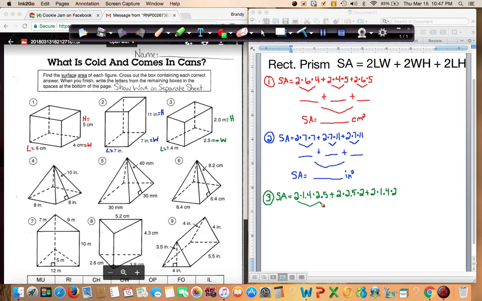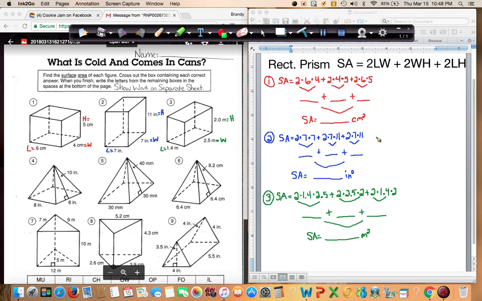You take these 3 numbers, multiply them together. Then you take these 3 numbers and multiply those together. And then you take the last batch, multiply those, and then you add up your 3 answers. That will give you your final total, and that's surface area. And in this case, we are dealing with meters. That's what M stands for, is meters. So we're going to have meters squared. Okie dokie. So that's your first 3.